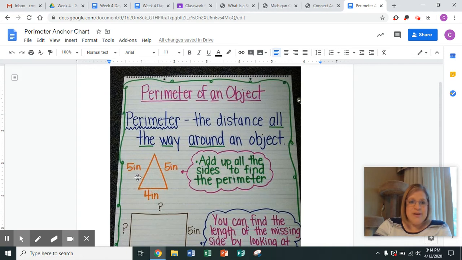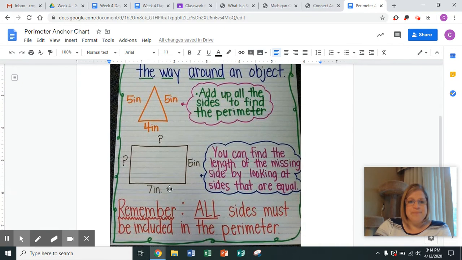So, this triangle here is 5 inches on this side, 5 inches on this side, and 4 at the bottom. So what we do to find the perimeter is we add all the way around that object. So we would say 5 plus 5 plus 4. 5 and 5 is 10. 10 and 4 is 14. And we would say it's 14 inches long around that triangle.